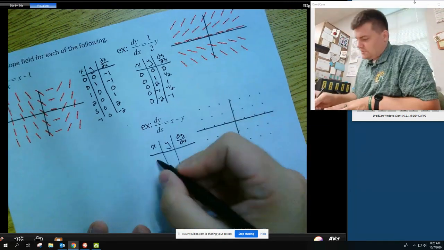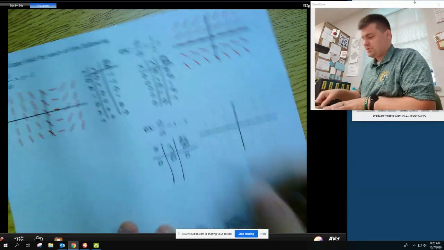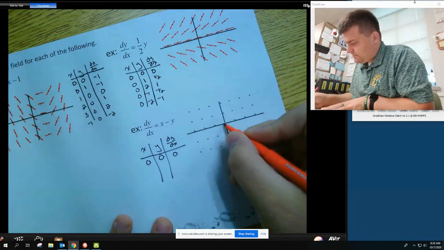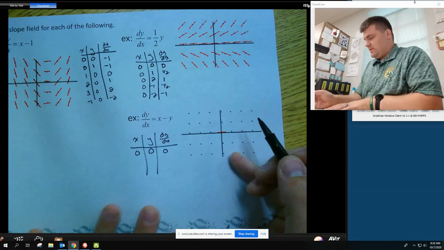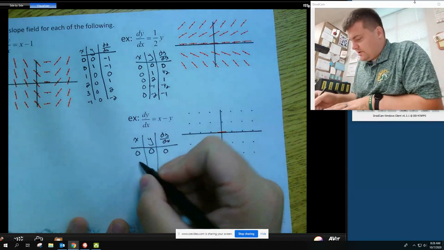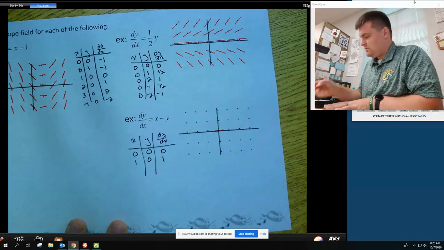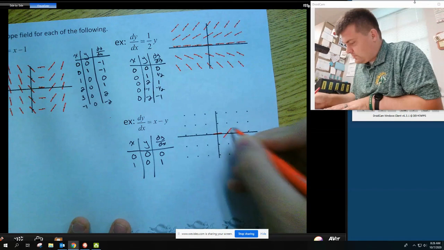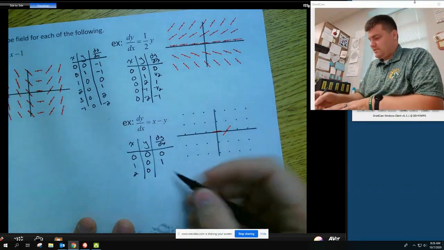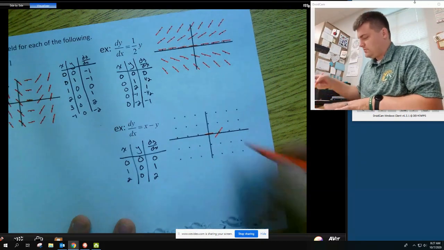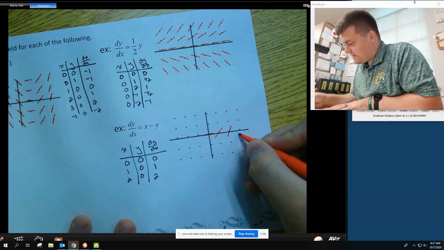So let's plug in 0, 0. When I plug in a 0, 0, my dy/dx is going to be 0. And then let's plug in like a 1, 0. So when I plug in a 1, 0, I'm going to get 1 minus 0, which is 1. Let's say that I do 2, 0. That's going to give me a 2. So a little bit steeper. If I were to do 3, I don't need to put it in the table. It'd be even steeper than that.